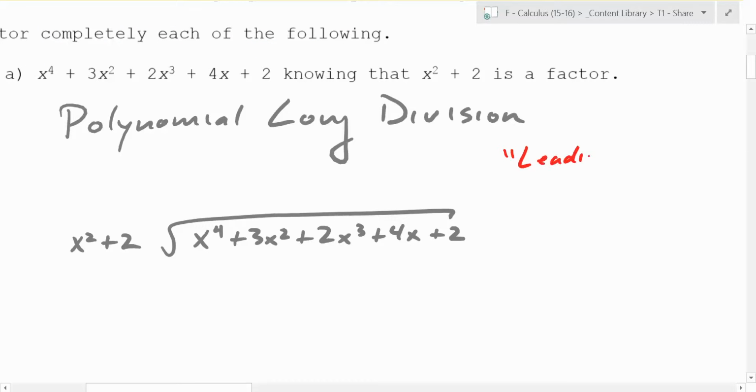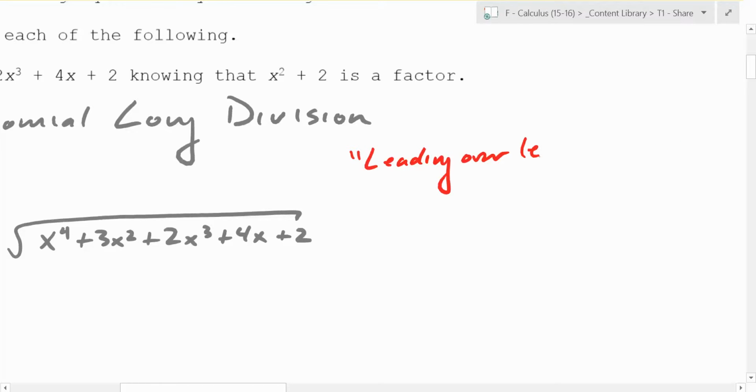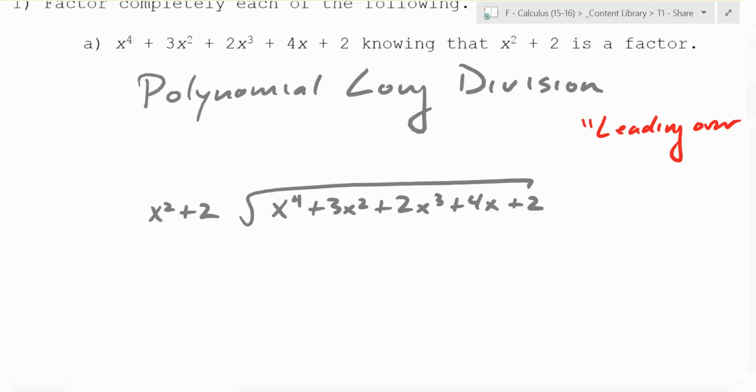Leading over leading. Leading over leading. What's the leading term of the polynomial we are dividing into? x to the fourth. What's the leading term of what we're dividing into it? x squared. You do leading over leading. What's x to the fourth over x squared? x squared. Now where do you think you put that x squared?